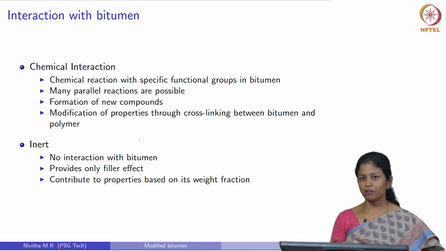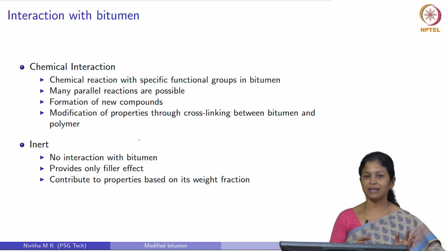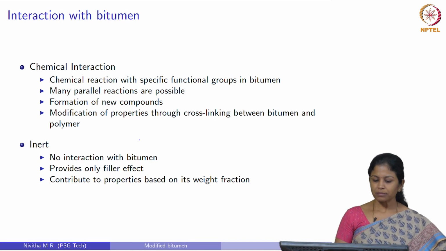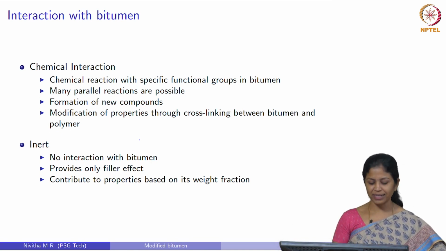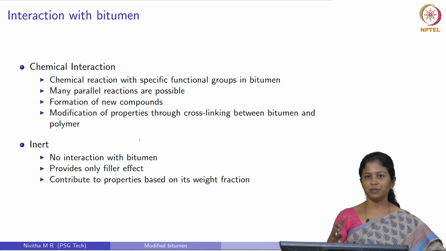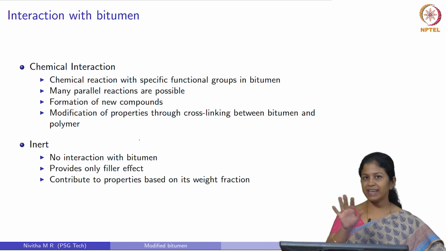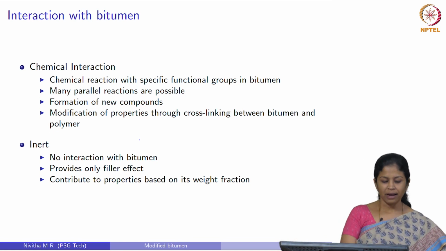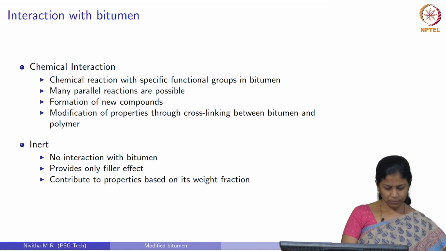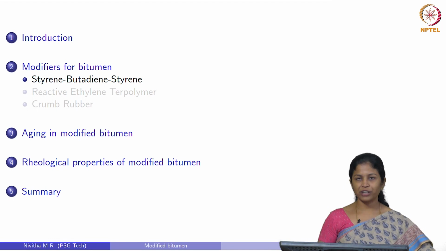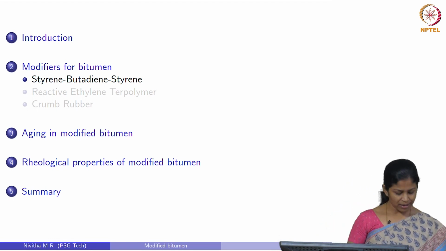they are just present there, and they do not form any of these chemical cross links or physical cross links in the base bitumen. So, they provide only a filler effect and it contributes to its properties based on weight fraction. So, these are some different types of interaction that different modifiers can develop with bitumen. Now, let us look into styrene butadiene styrene in specific.